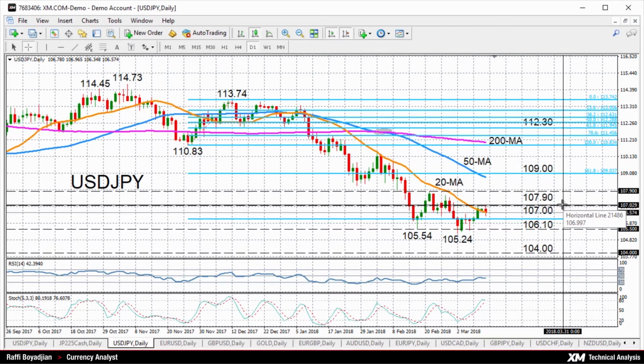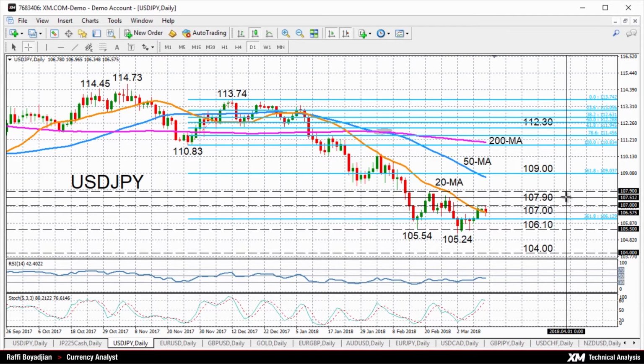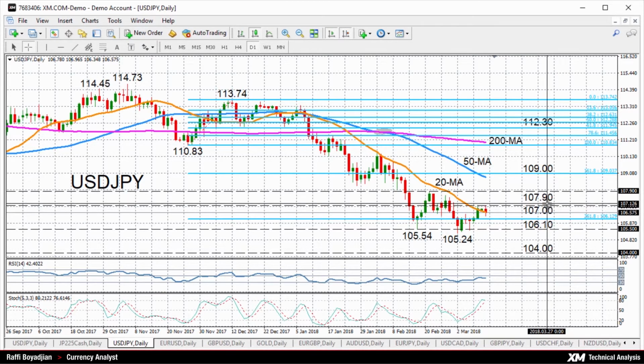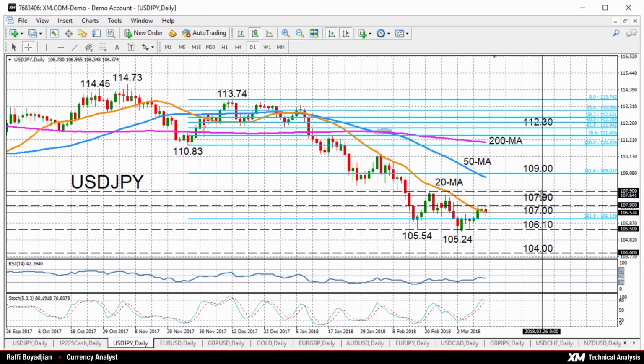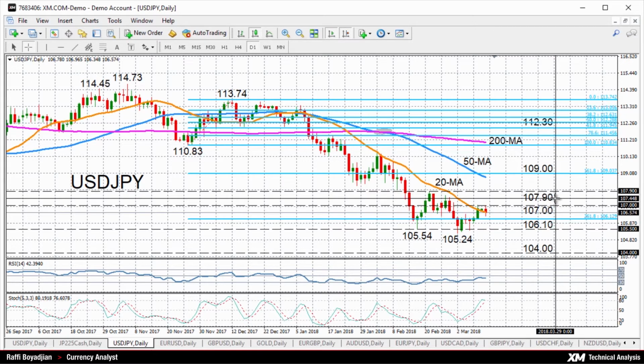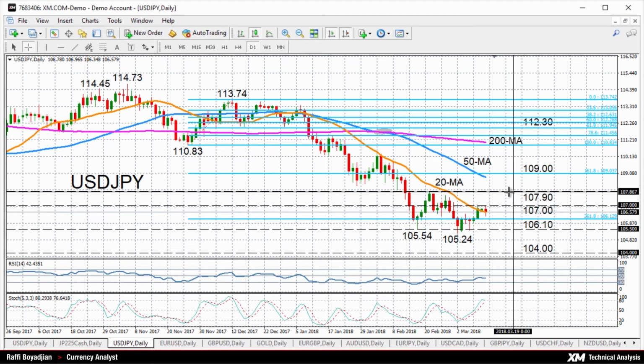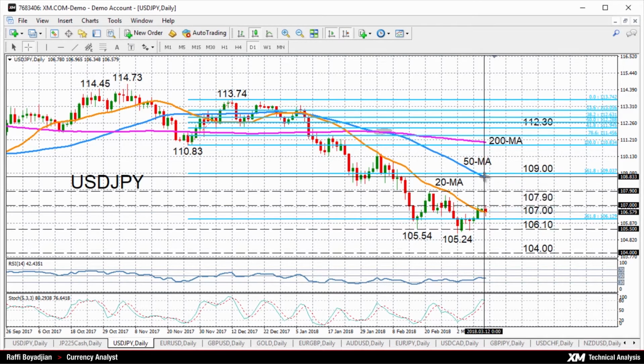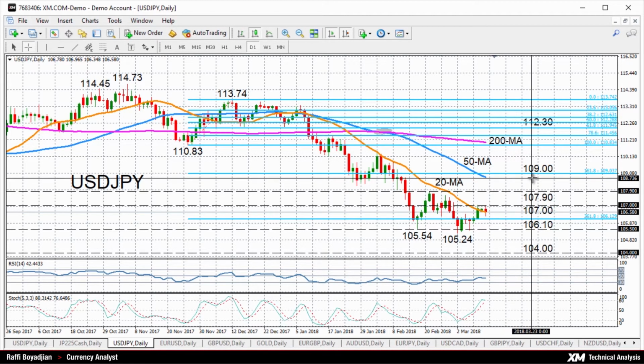We would need to see a break above that level to see a much more solid upside strength, and then the next key resistance could come from 107.90. A break above that level would then clear the way towards the 50-day moving average just below the 109 level.